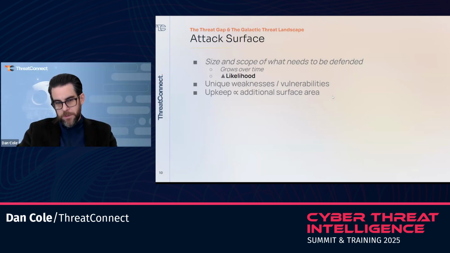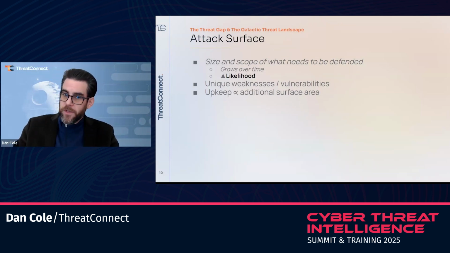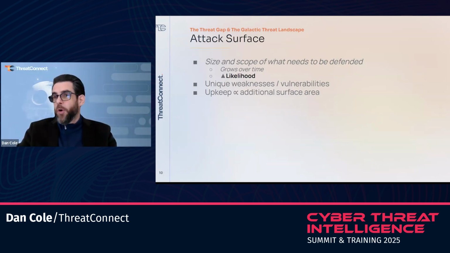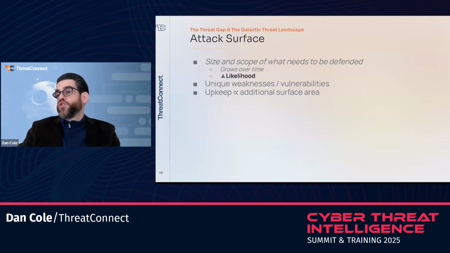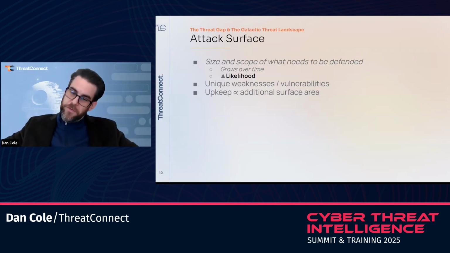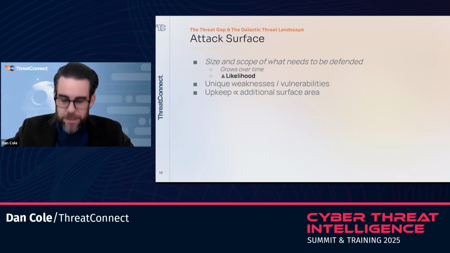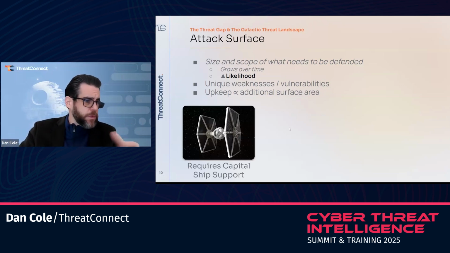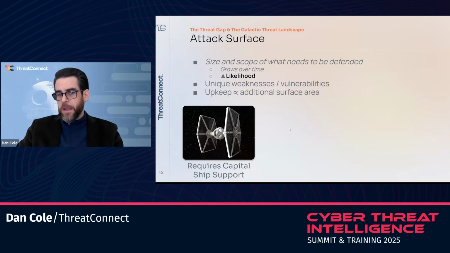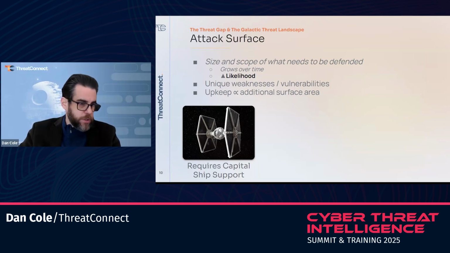The second term I want to talk about is attack surface. So this is basically the size and scope of what the Galactic Empire, in this case our defenders, need to defend. And the bigger that surface area, the greater the likelihood of an attack, because there's just more places to hit. And so you imagine the Empire starts with TIE fighters, and they have certain weaknesses. They require capital ship support.